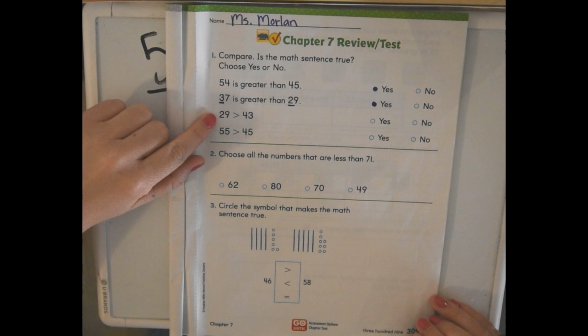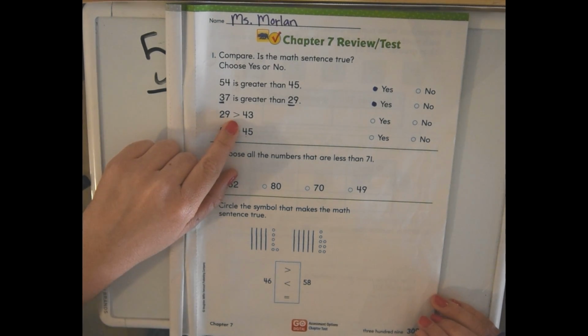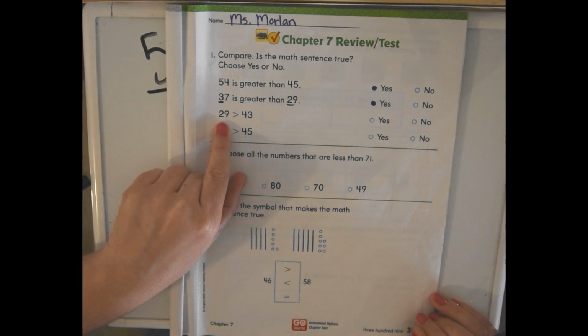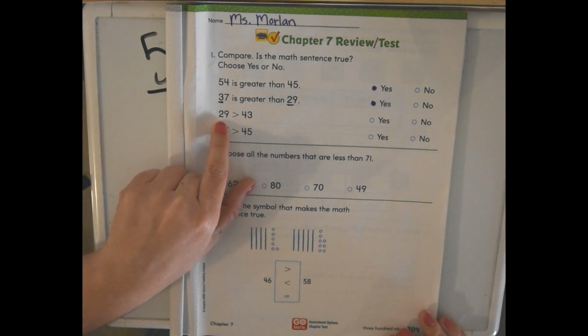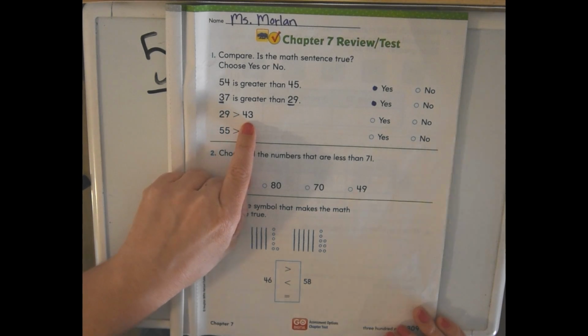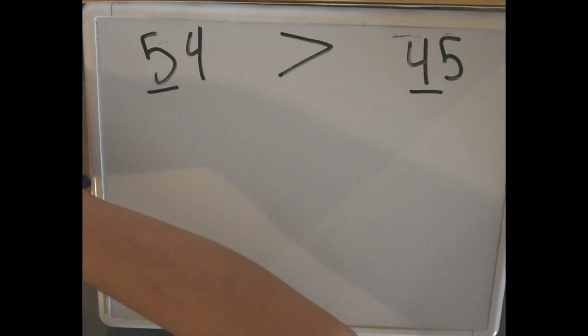Okay, now we go down to this one. And this one, instead of saying the words, it has the symbol. And this is the greater than symbol because it has the open side towards the first number that you would read, that you see. So we would read it, 29 is greater than 43. Is that true? Okay, I'm going to show that quick on my board.